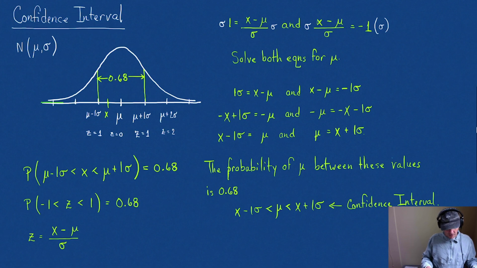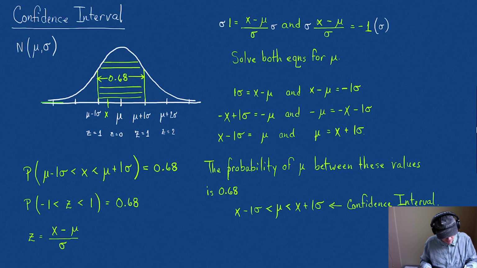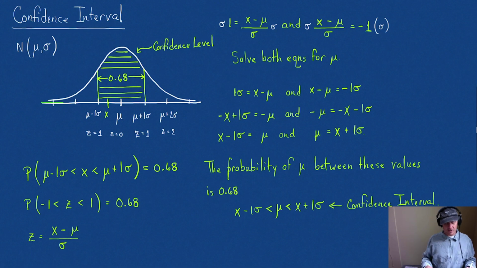Now, before we go on, we need to deal with a bit more. So let me do this. First off, I'm going to just shade the green region, the 0.68. This is the 0.68, this is our confidence level. Okay, that's our confidence level.